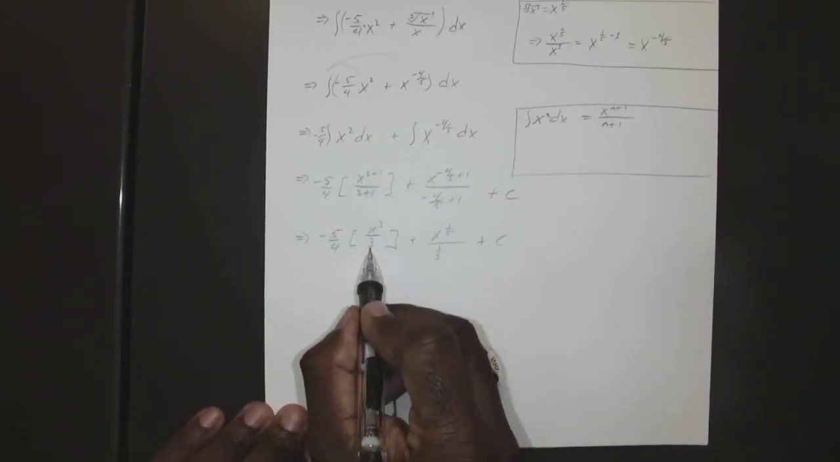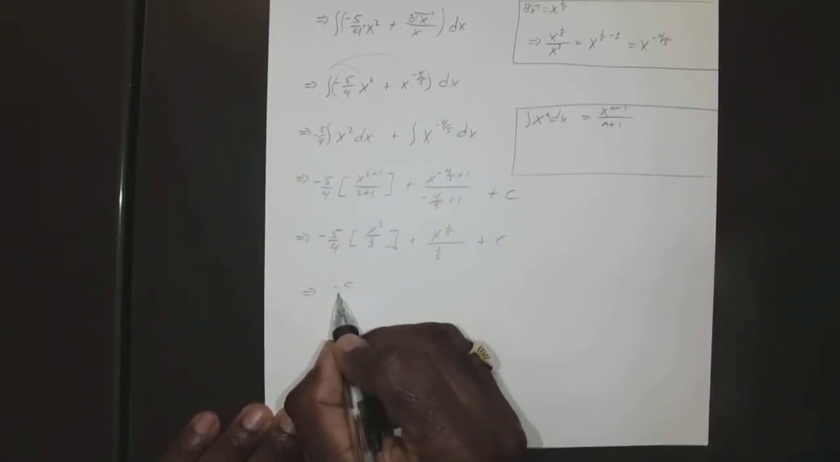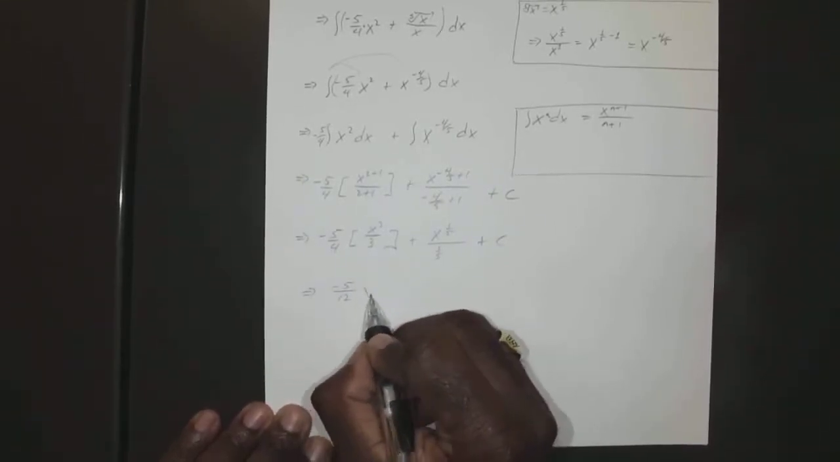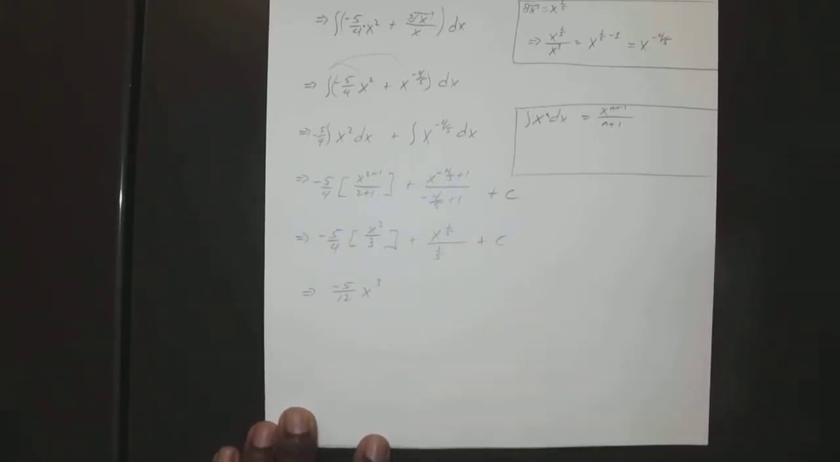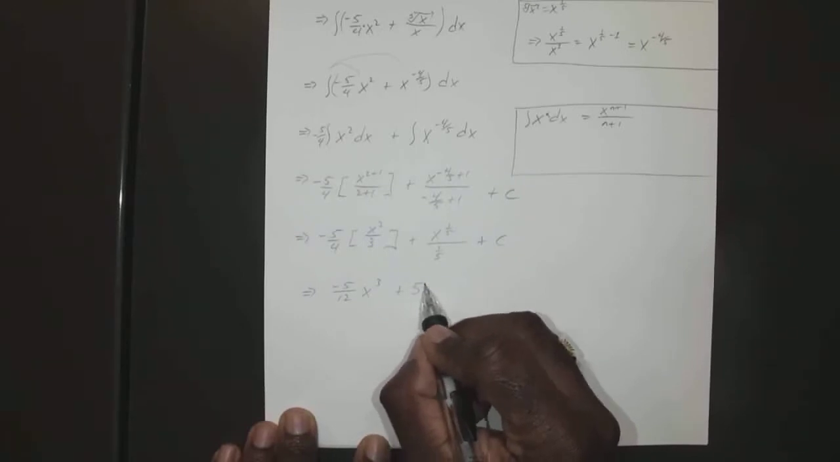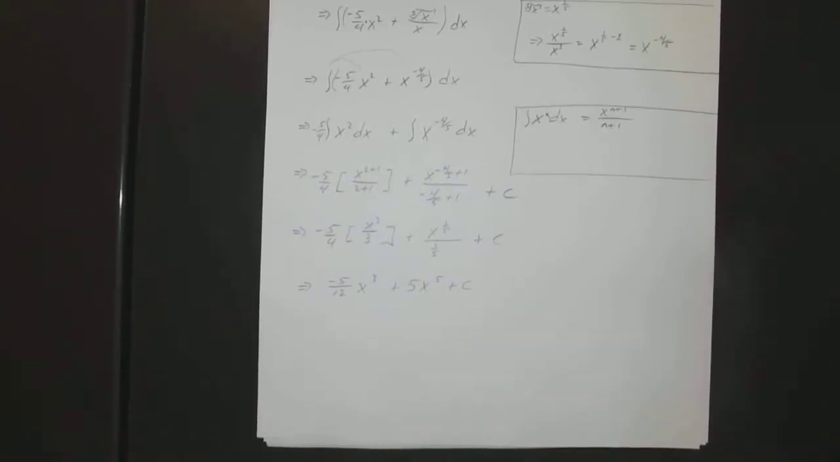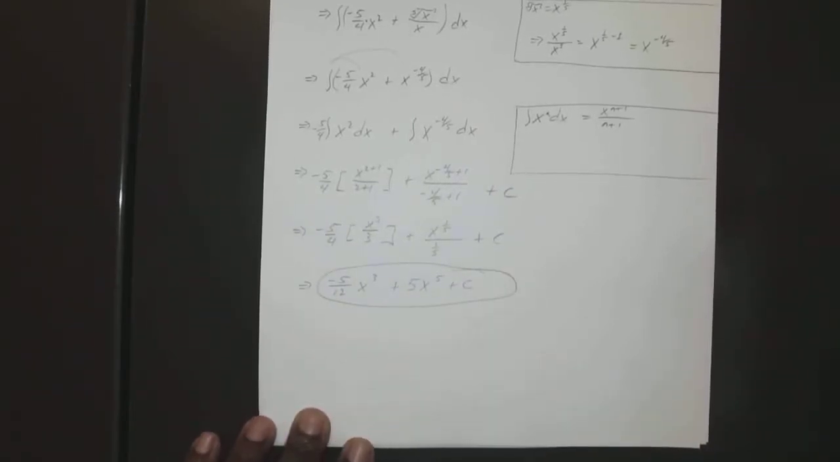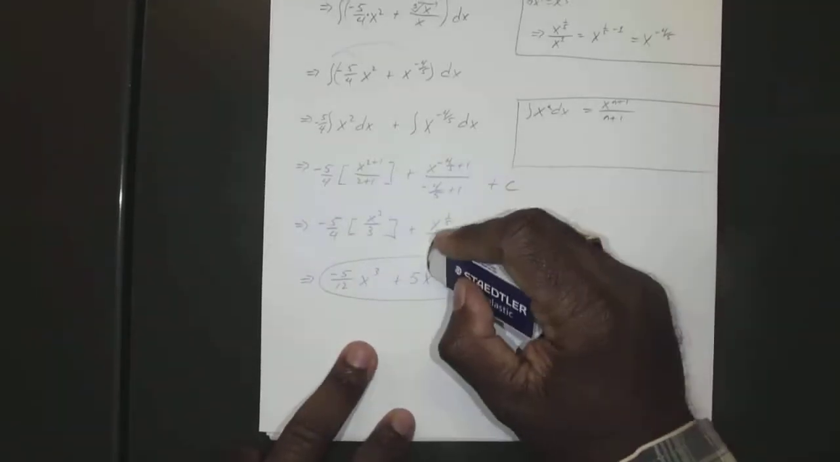All right, so that gives us, we multiply our 3 and our 4. It's negative 5/12 times x to the 3rd. Multiply numerator and denominator by 5. 5x to the 5th plus c. Yep, and that's your final answer. Yep, to the 1/5. Thank you.